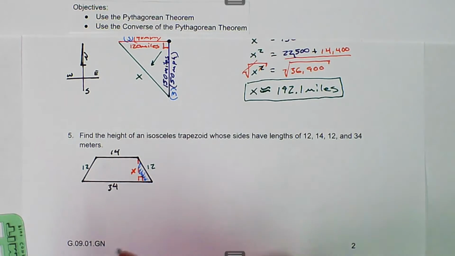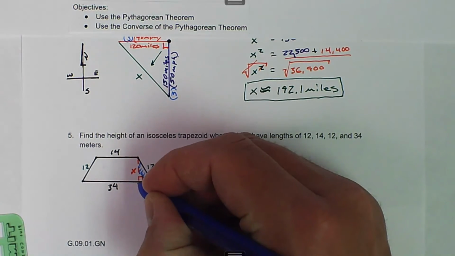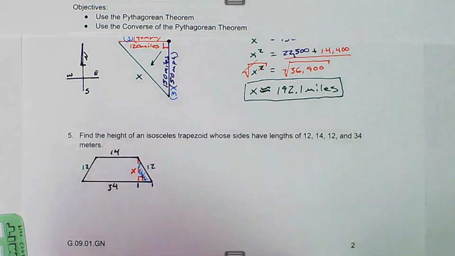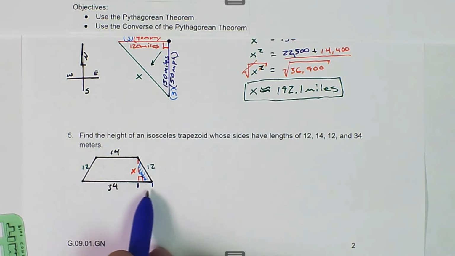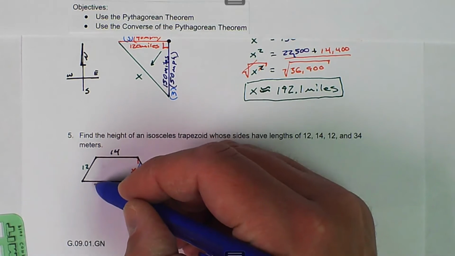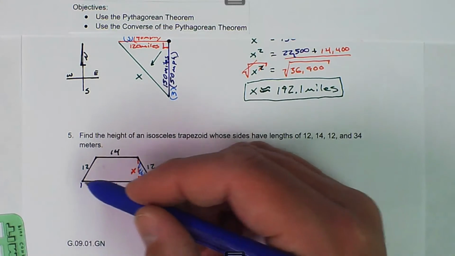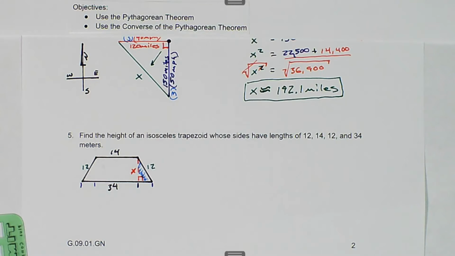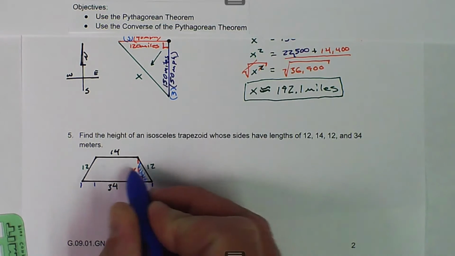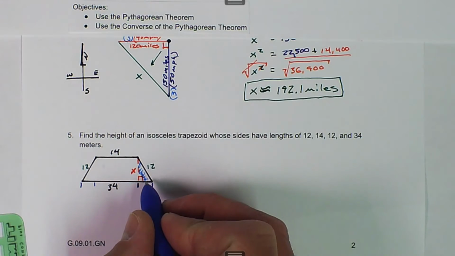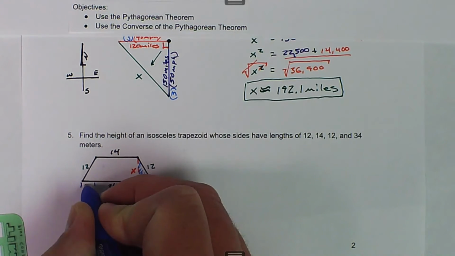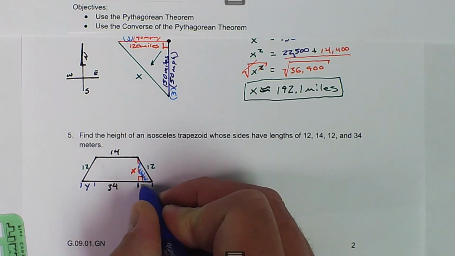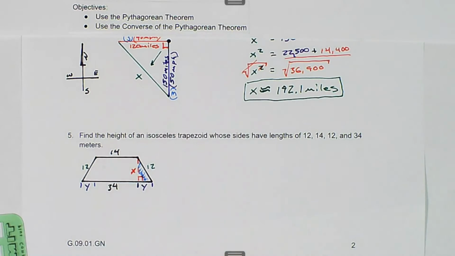But we need to know the distance from here to there. Now, that distance is going to be the same distance as on this side right here. So we need to be able to calculate that distance. So because this is an isosceles trapezoid, this value right here is the same as this value right here. So those are both y.